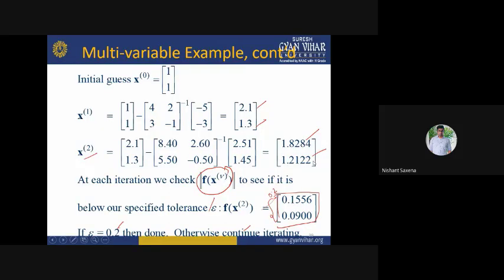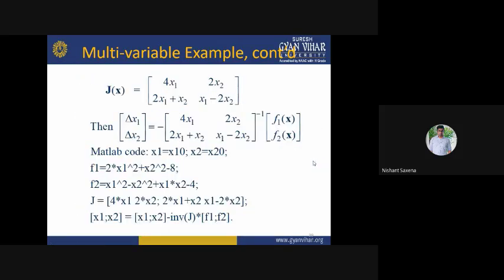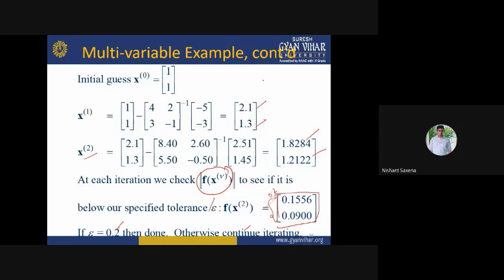Okay. So in this way, basically, we have seen both the concepts: the Newton-Raphson method for the scalar quantity and the Newton-Raphson method for the multivariable case, using the Jacobian matrix.